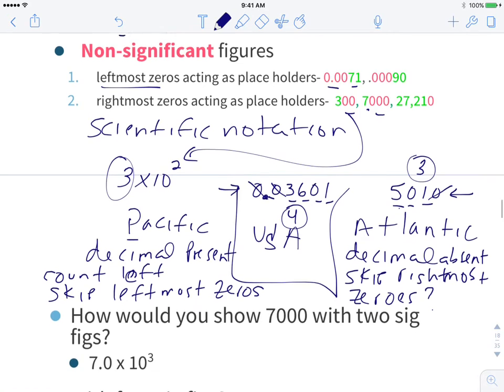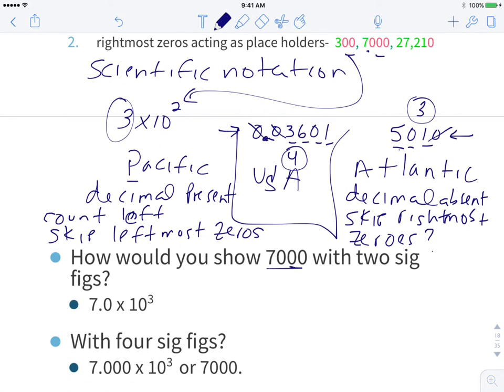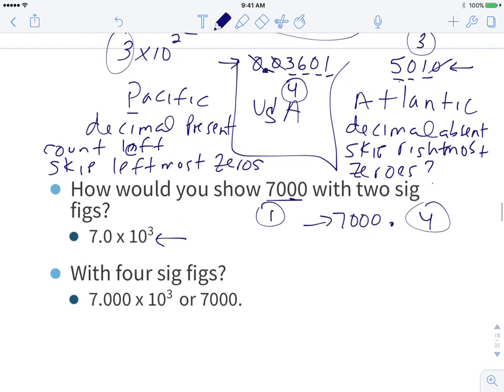Now things get a little bit complicated because here I want to show the number 7,000. I want to show it with 2 significant figures. It's impossible to do here because it has no decimal, so I count from the right. If I do this, it's going to have 4 because now I'm going to count from the left. I can't do it either way, so I need to put it into scientific notation. Scientific notation gets rid of the ambiguity. You want to get rid of ambiguity, use scientific notation.